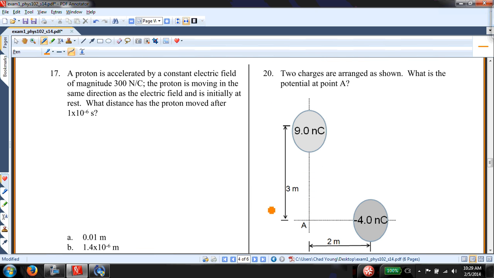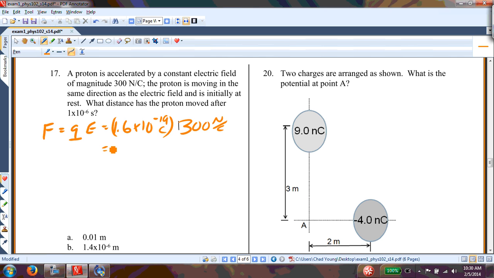A proton is accelerated by this constant electric field, moving in the same direction as the electric field, initially at rest. What is the distance the proton moved after this amount of time? This is a homework problem. So first I want to find my force. The electric field is 300. This gives me the force in newtons, 4.8 times 10 to the minus 17 newtons.